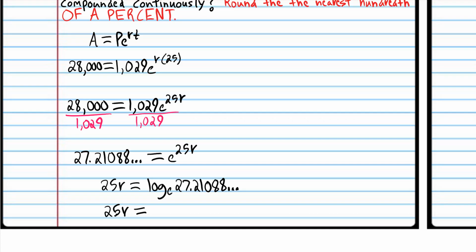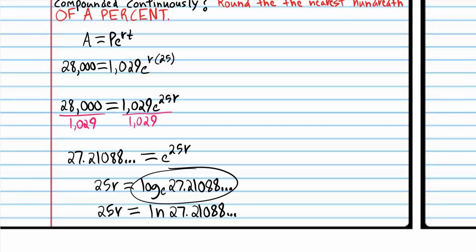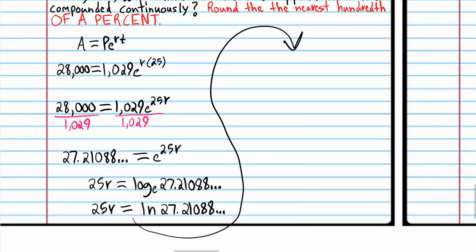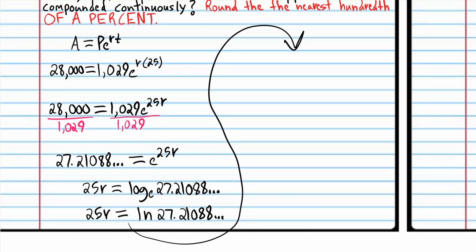But actually we don't use that notation. When your base is e, you use ln. So it's ln. You don't have to write this step if you don't want to. You can just go straight to ln. So now we need to do one more step here. We need to divide both sides by 25. So r is equal to ln 27.21088. Keep that number in your calculator, divided by 25.